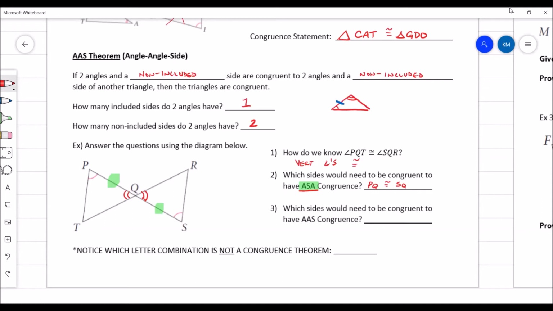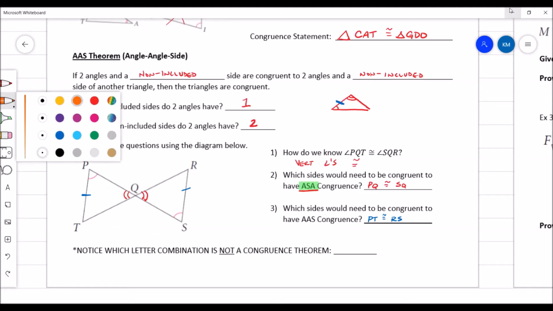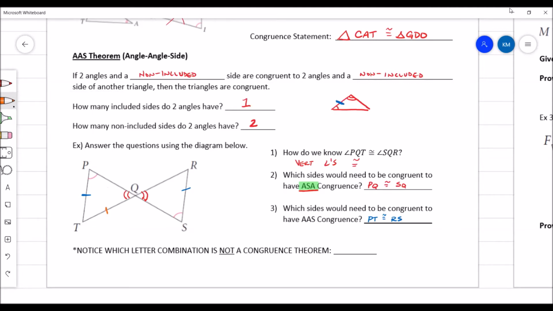Next it says which sides would need to be congruent to have angle, angle, side congruence. Okay, let's go erase this marking so I can see a little easier. Okay, so remember for angle, angle, side, we would not want included angles here, right? Or an included side. So you could say that, hey, maybe PT was congruent to, I don't know, RS. PT could be congruent to RS, or, right, so let me just use a different color, or TQ could be congruent to RQ.